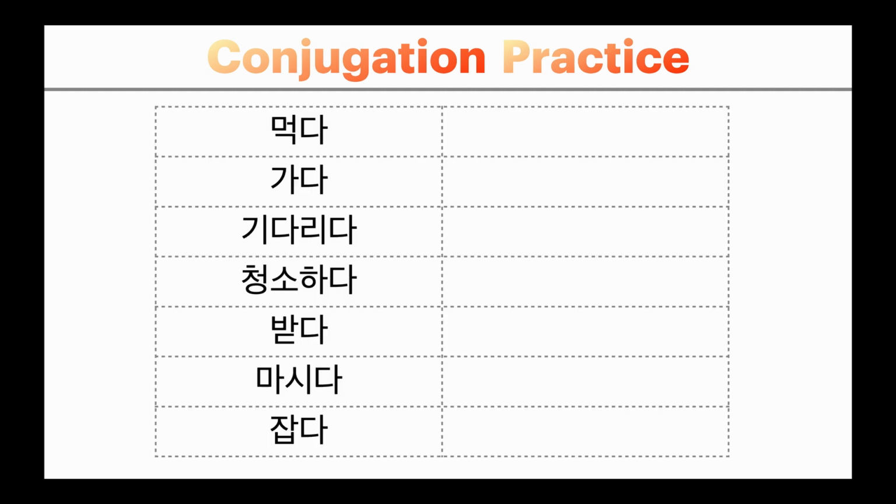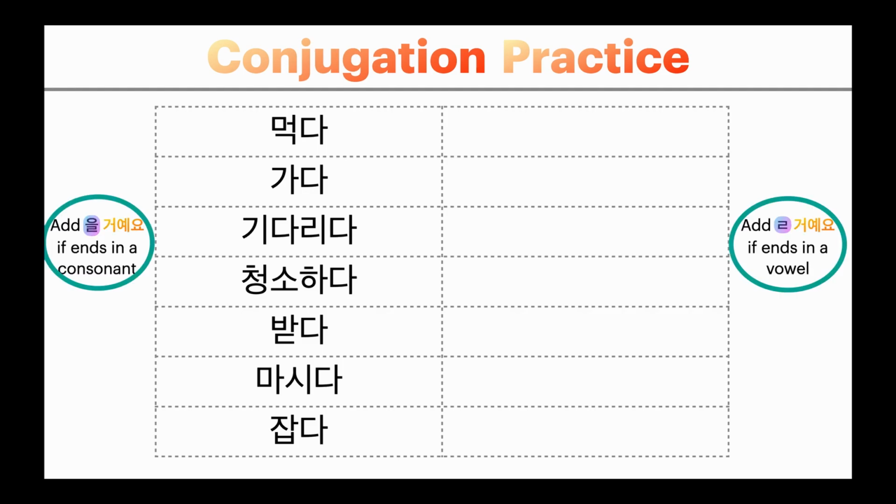Let's just start with basic conjugation practice. Here are 7 verbs, and we're just going to put them in their future tense form. The rule to remember for this is that you will add 을 거예요 if the verb ends with a consonant after dropping 다, or ㄹ 거예요 if the verb ends with a vowel after dropping 다. Again, pause as much as you need.